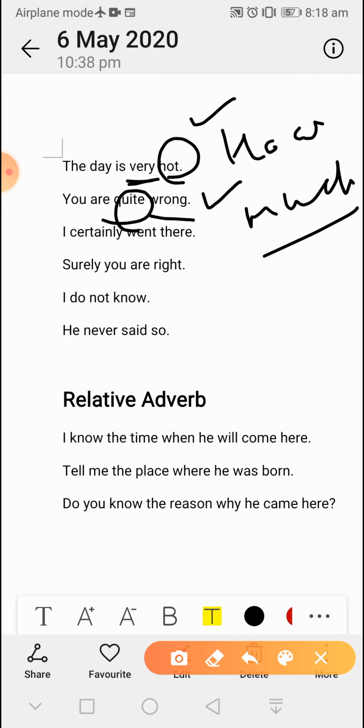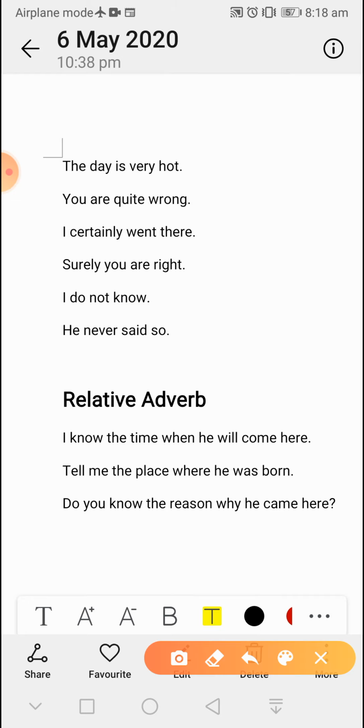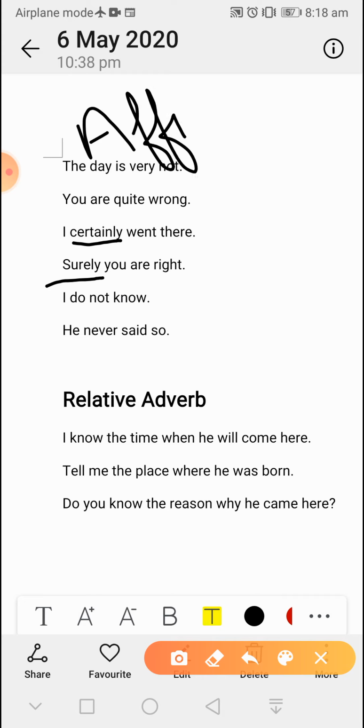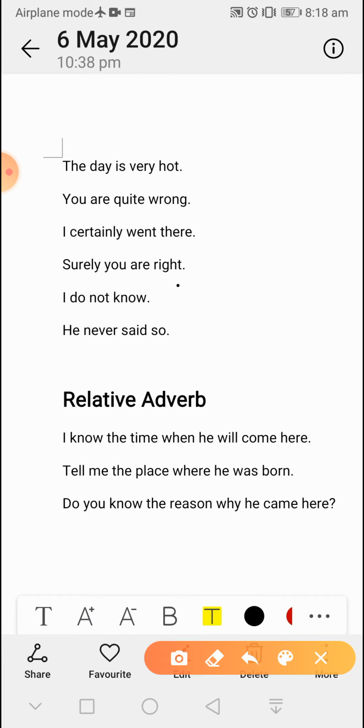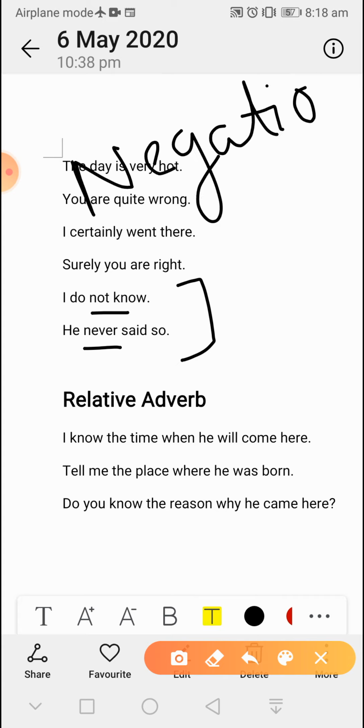Next is: I certainly went there. Certainly. Surely you are right. Surely. These are the words which are telling us affirmation. Certainly, surely. These words tell us about affirmation, so these adverbs are adverbs of affirmation. Come to the next. I do not know. I never said. So these adverbs are adverbs of negation. So these all are kinds of simple adverbs.